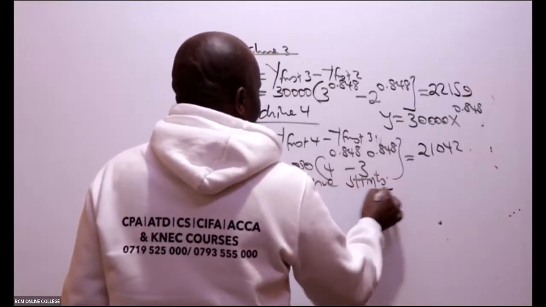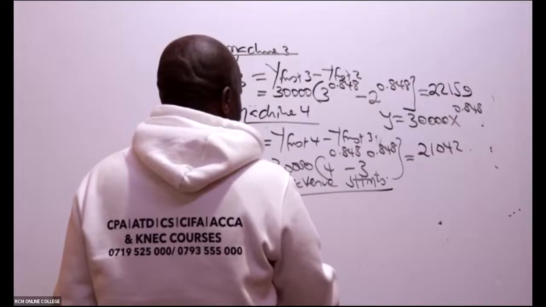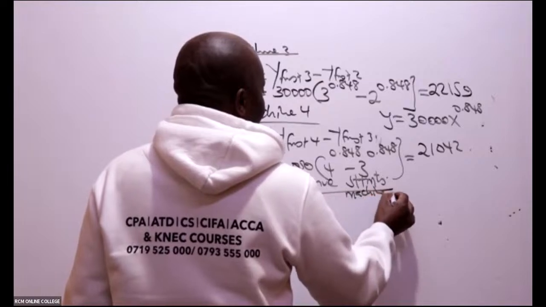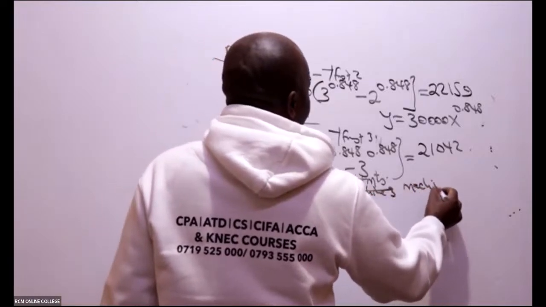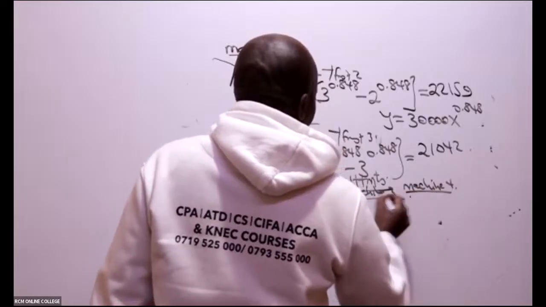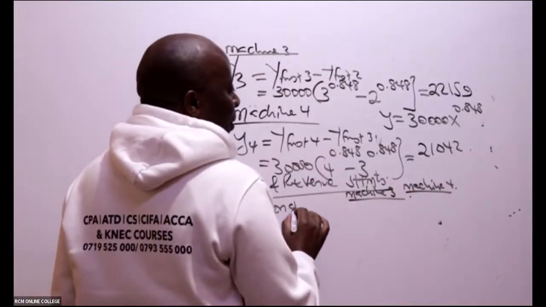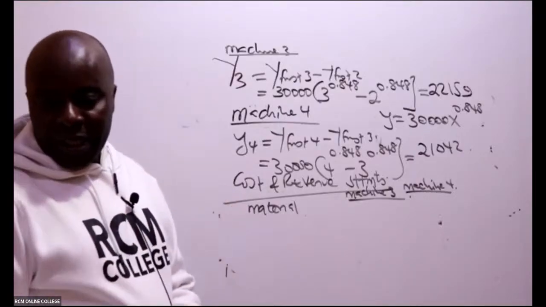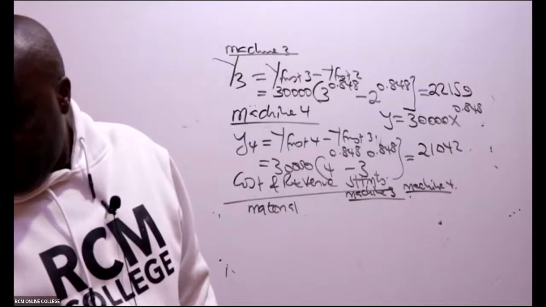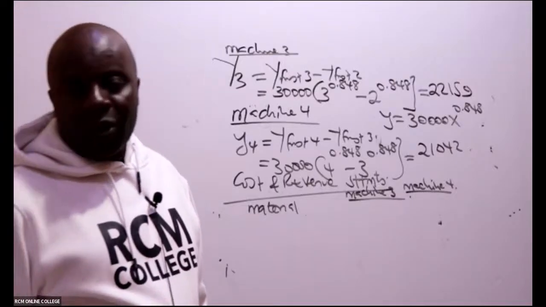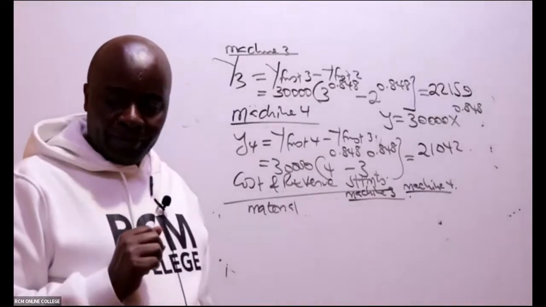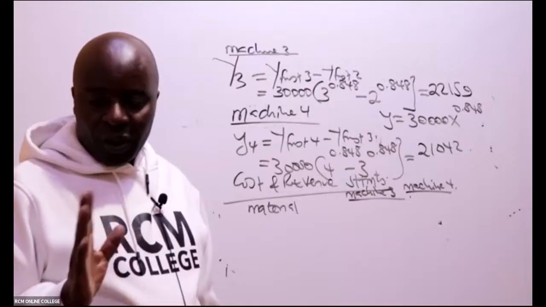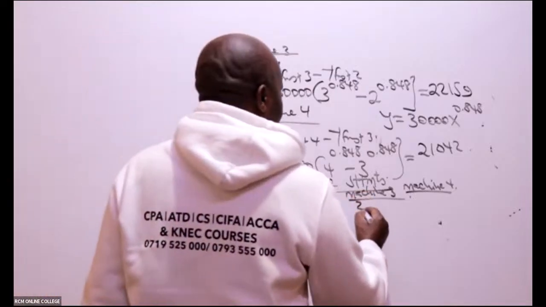So we start with materials. Here we have machine 3 and here we have machine 4. Remember, we are treating these machines independently. So what is the material cost for each of these machines? 25,000. So machine 3 will be 25,000.